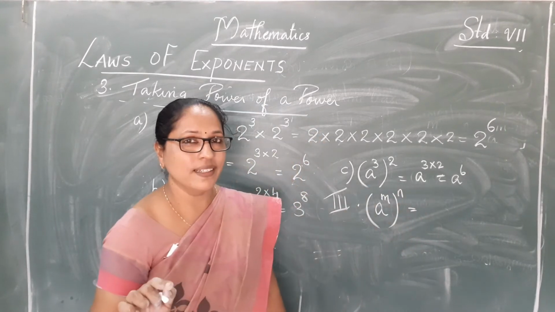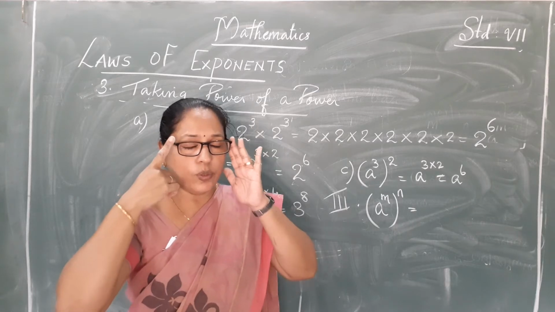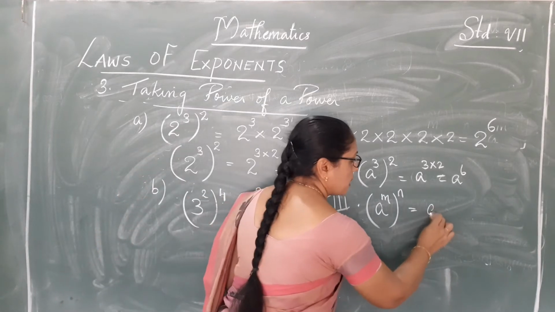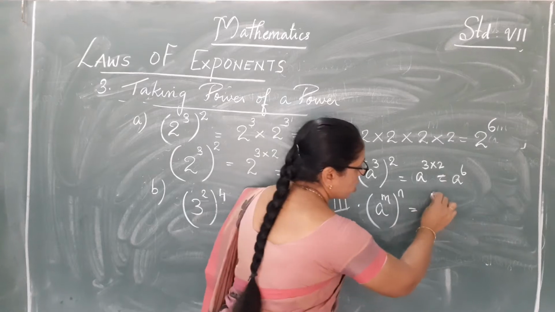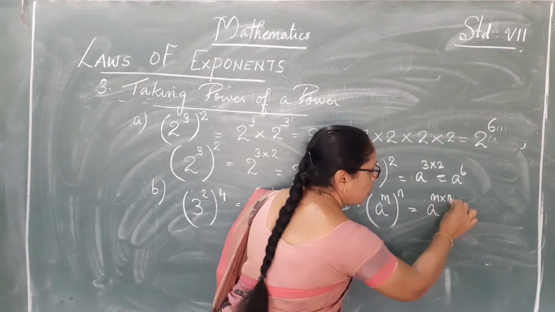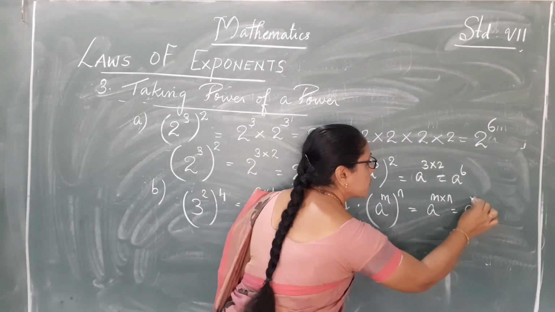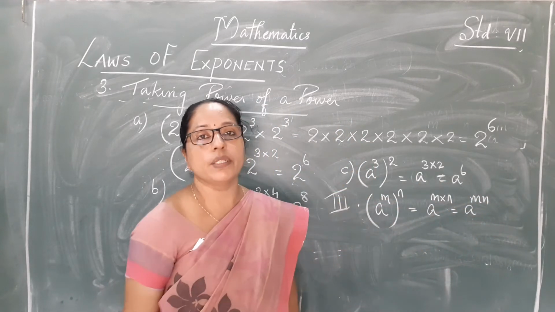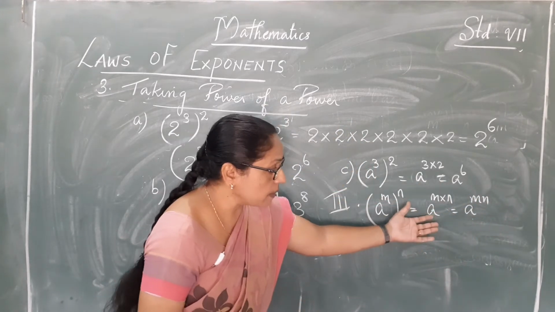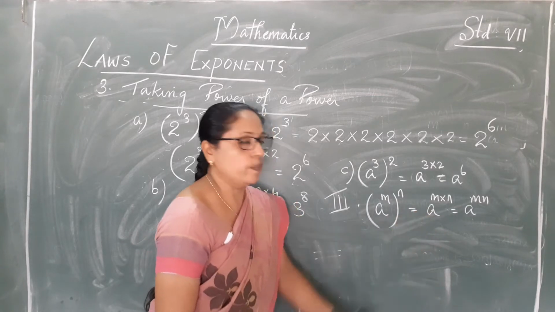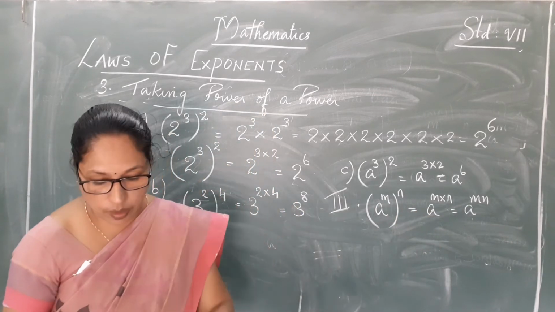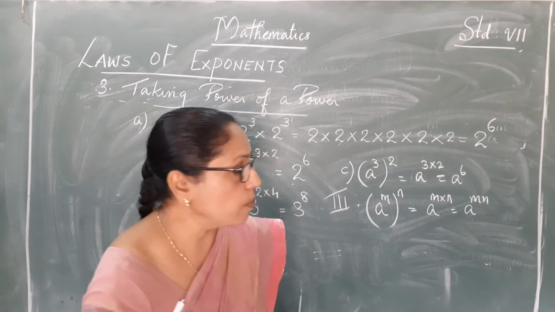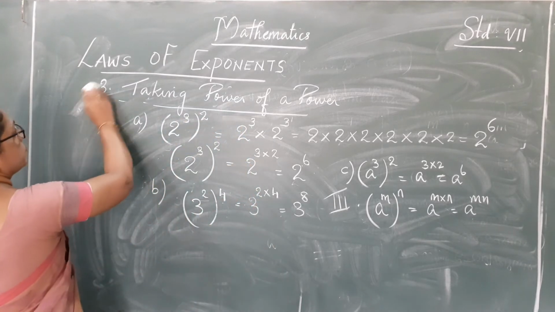Say the answer. Think, come on. You know. A raised to, correct, a raised to m into n, or we can put it as a raised to mn. The meaning of mn is multiplying m into n. So that gives you the third law. Okay, so we learned 3 laws right now. Next we move on to the fourth law.